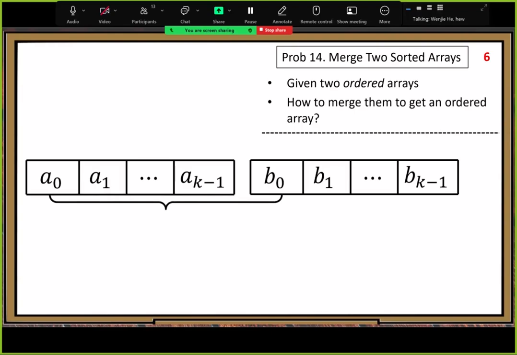We assume these two arrays are ordered. Now we do the first comparison. We know A0 is the minimum of the first subarray, and B0 is the minimum of the second array. If we compare A0 and B0, what will we get?